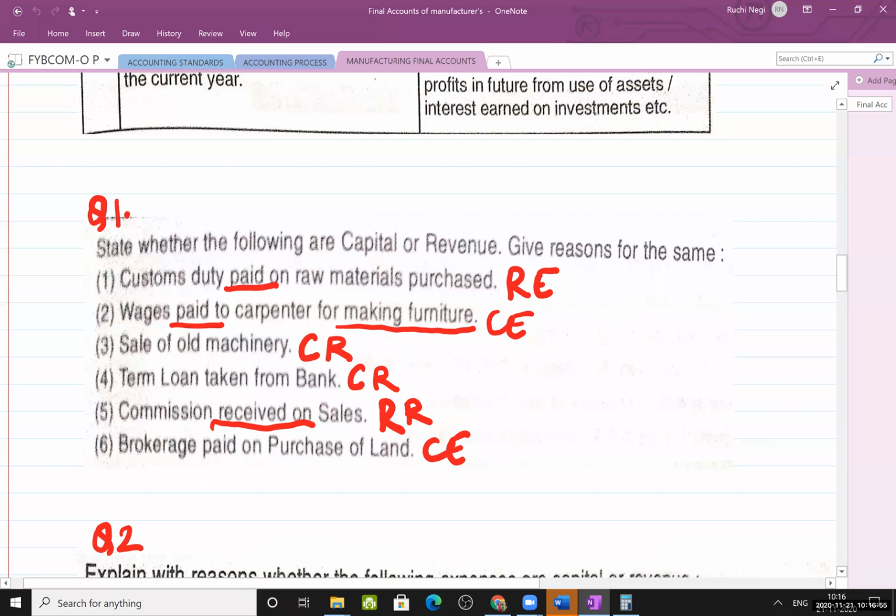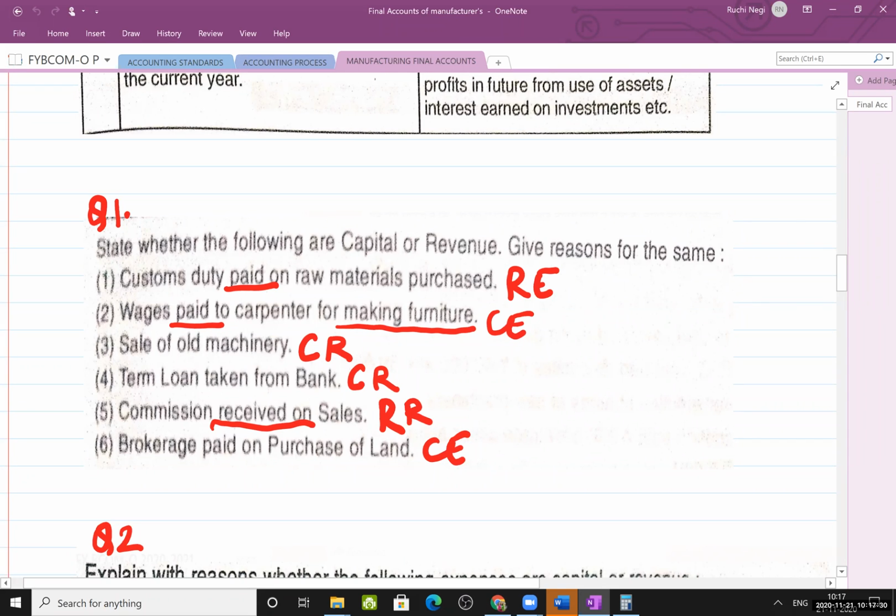See, students, the first thing you have to see when identifying capital or revenue expenditure is whether money is coming in or going out. If the money is going out, that means it's an expenditure. Then you have to categorize which expenditure it is, capital or revenue. So custom duty paid, you're paying it, which means money is going out. So it's an expenditure. Which expenditure is this? It is a revenue expenditure. Why? Because raw material purchase is a recurring business activity.